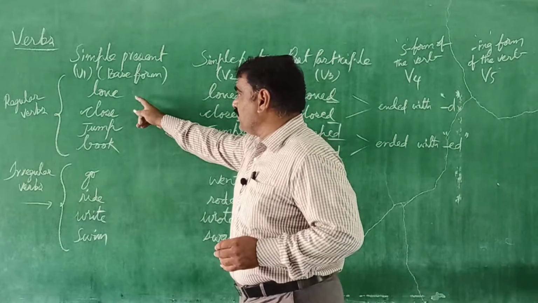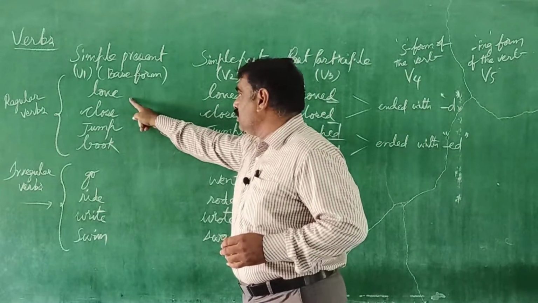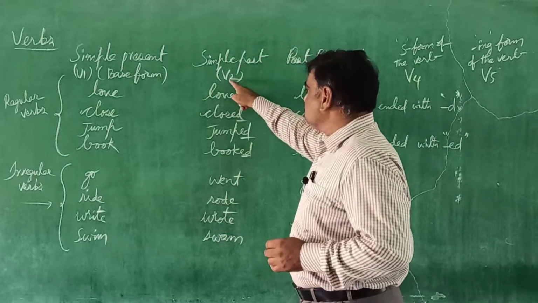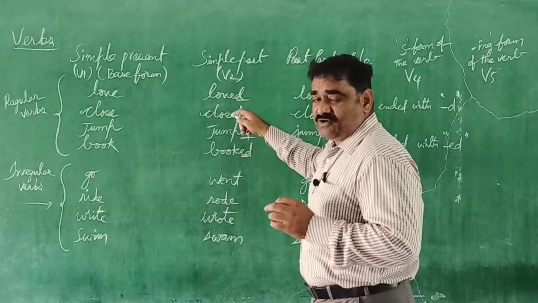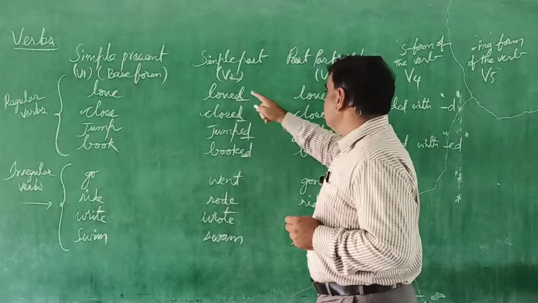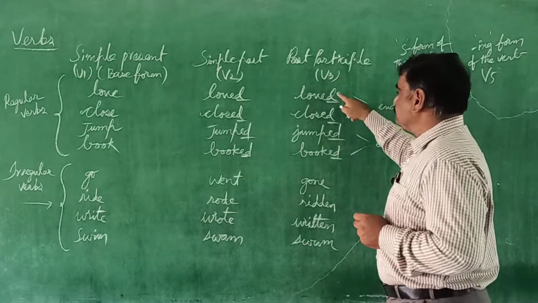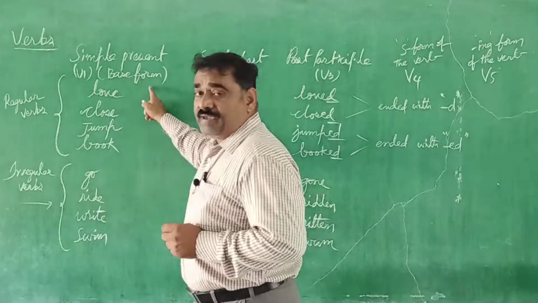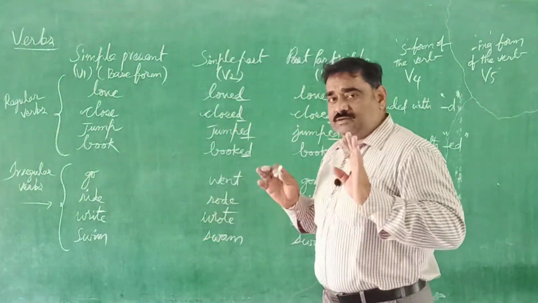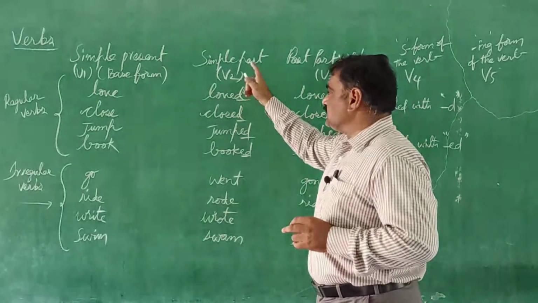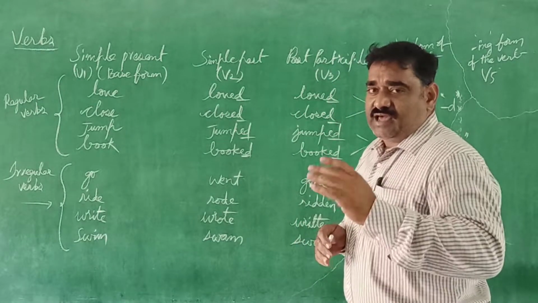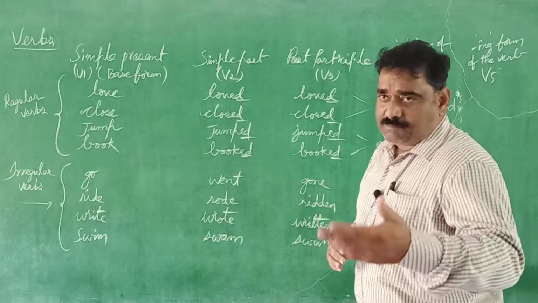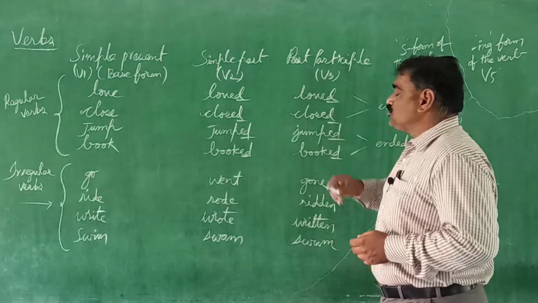Look at the first verb here, love. Its past tense, second form, V2, is loved, and the third form is also loved. V1 means base form. Base form or simple present, both are the same. V2 in the sense of simple past tense, an action which is completed, and V3 is the past participle.